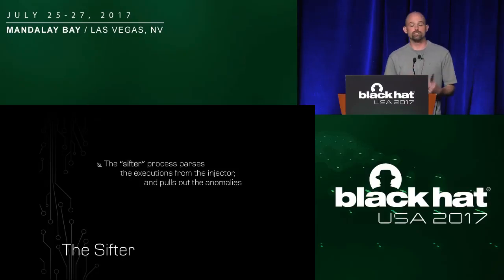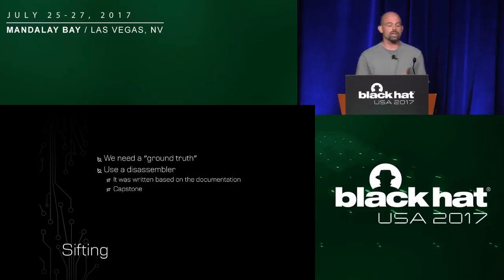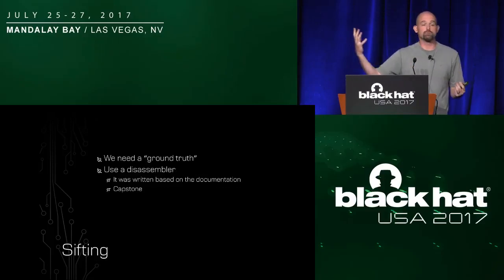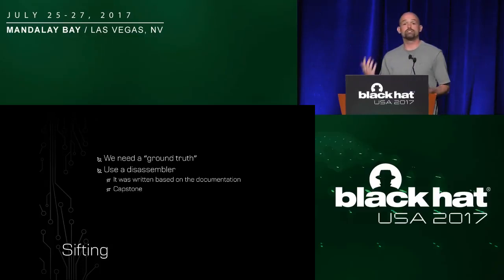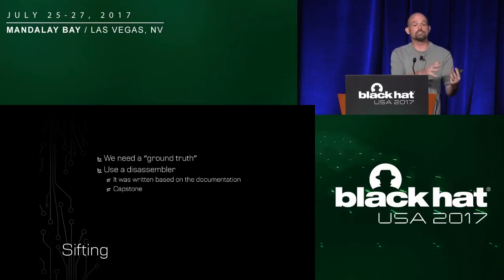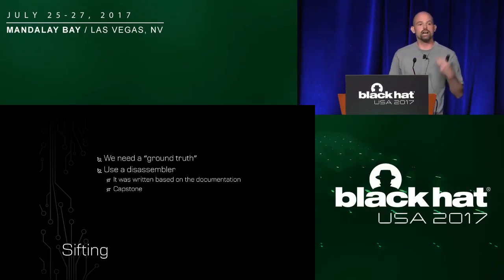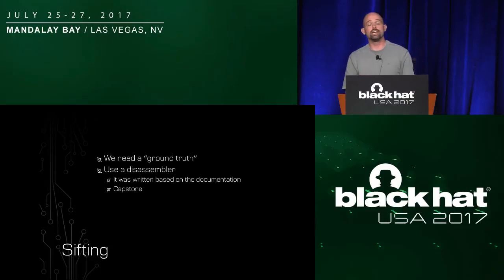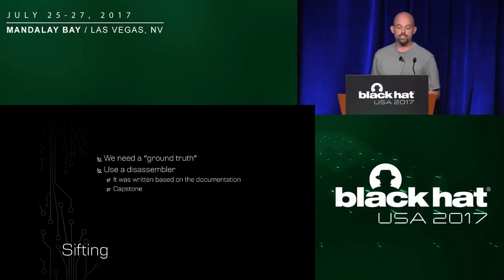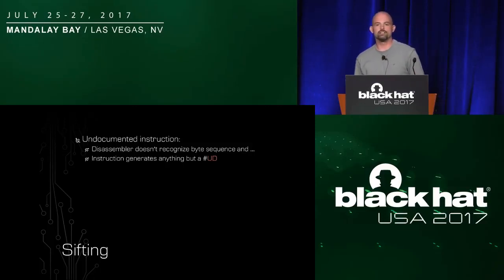Now, what do I mean when I say an execution anomaly? Basically, what I want to find is anywhere where what the processor actually does deviates from what the processor manuals say the processor should do. Now, the easiest way to accomplish that is to find some sort of ground truth that represents the processor manuals. So what I did for this is I just used a disassembler as my ground truth, Capstone in this situation. The idea here being that the disassembler is written based off of the processor documentation. So if I find some difference between the actual execution and Capstone, that indicates a difference between actual execution and documentation.